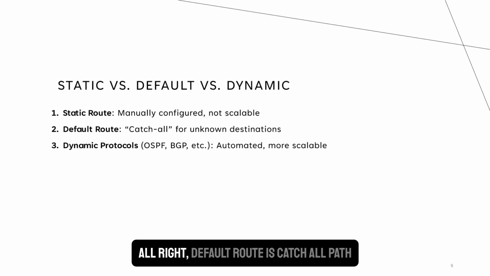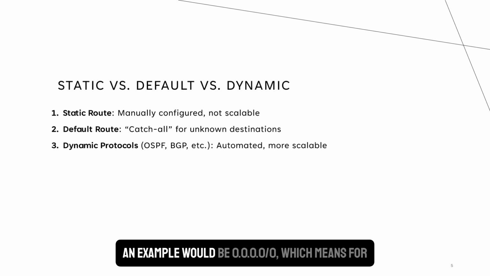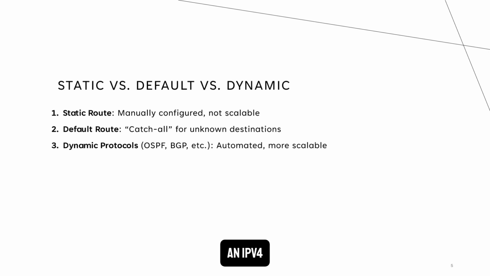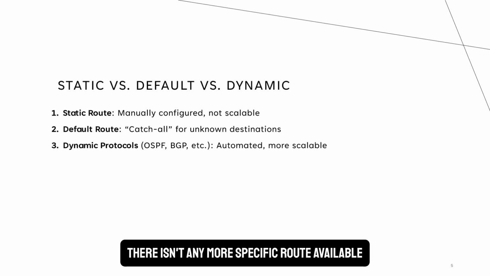All right. A default route is a catch-all path when no specific route matches. It's your router's fallback option. An example would be 0.0.0.0/0, which for IPv4 means let's send the router's traffic for everything else out a particular interface or next hop when there isn't any more specific route available.